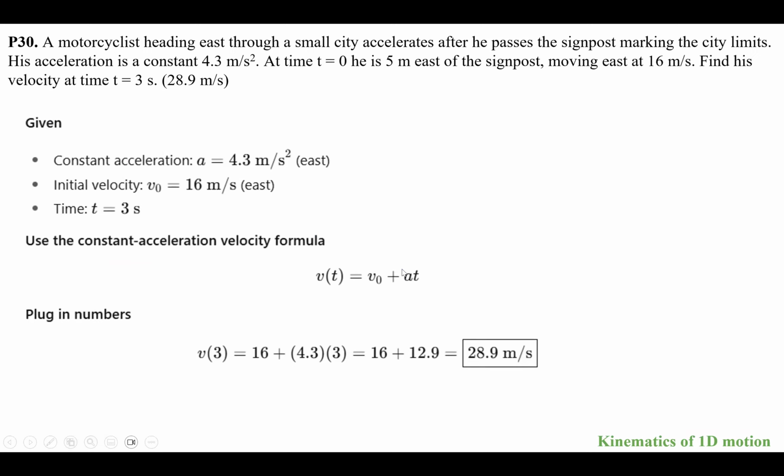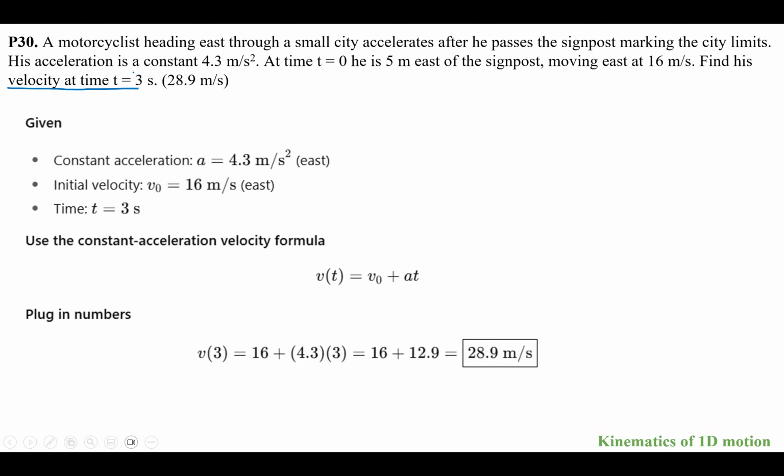A motorcyclist heading east through a small city accelerates after he passes a signpost marking the city limit. Once again, his acceleration is constant, 4.3 meter per second square. At time t equals 0, he is 5 meters east of the signpost, moving east at 16 meter per second. Find his velocity at t equals 3.